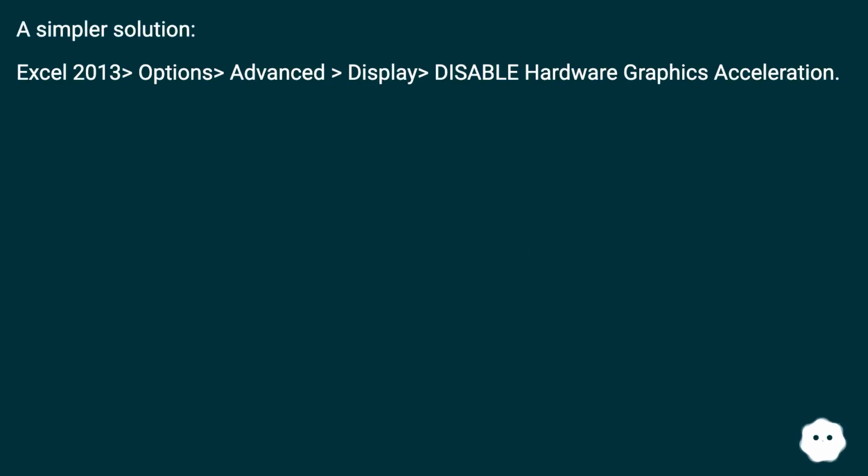A simpler solution. Excel 2013, Options, Advanced > Display, disable hardware graphics acceleration.